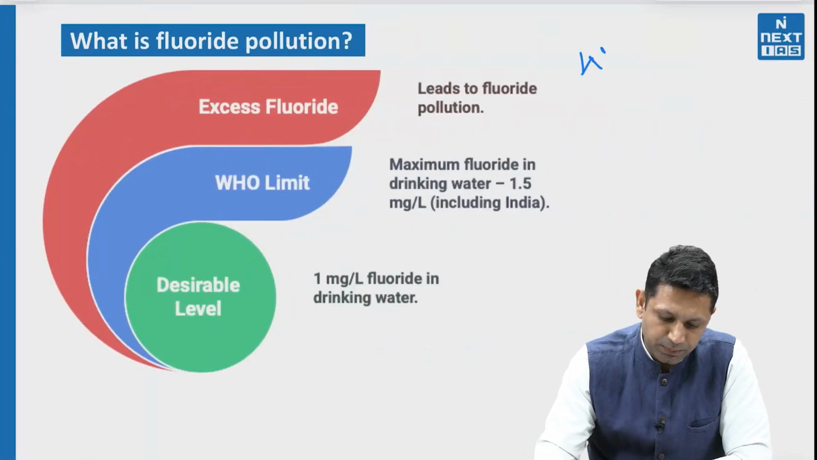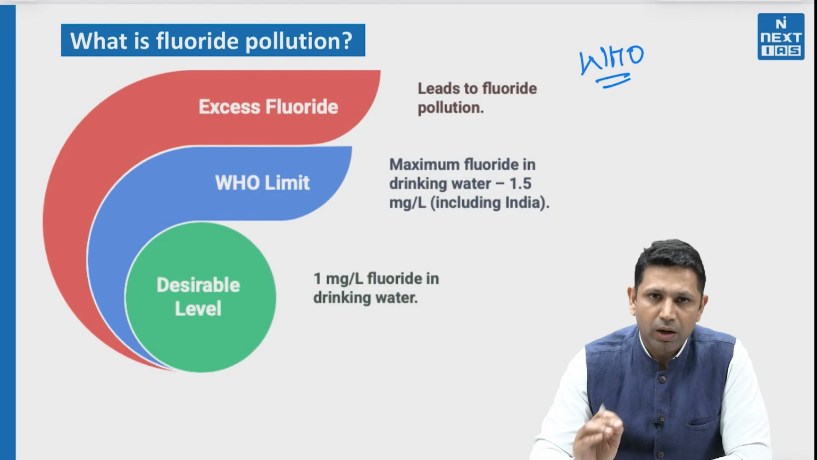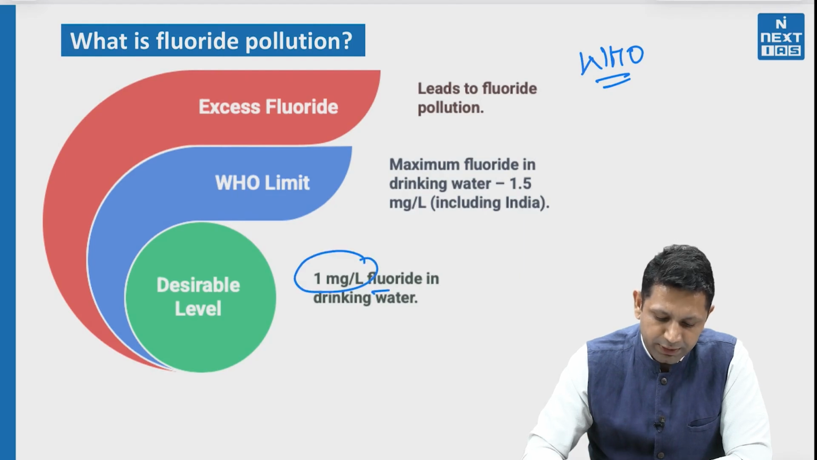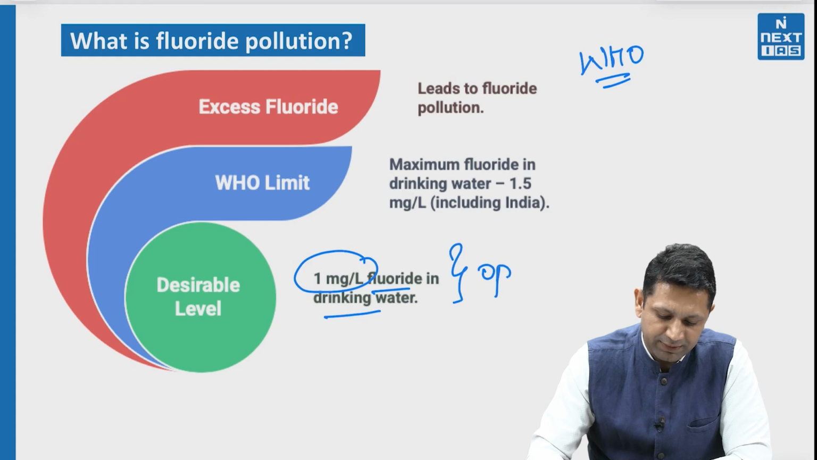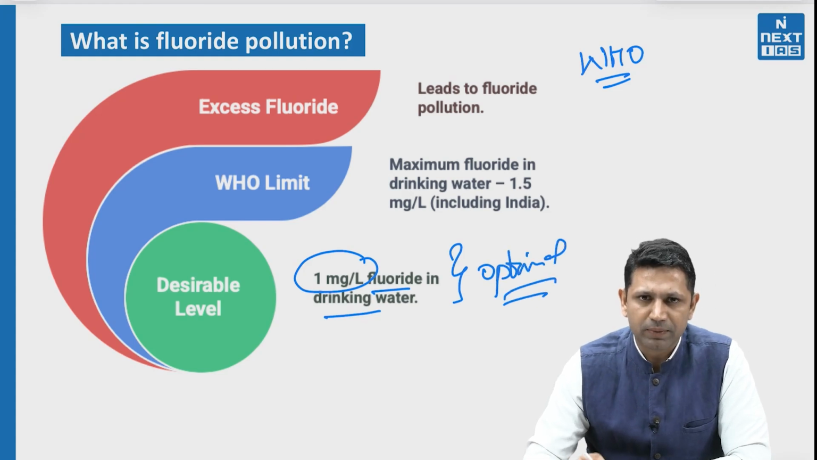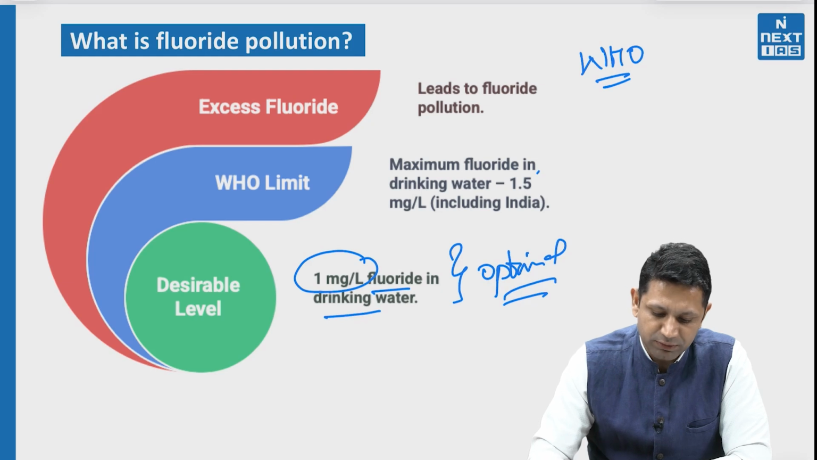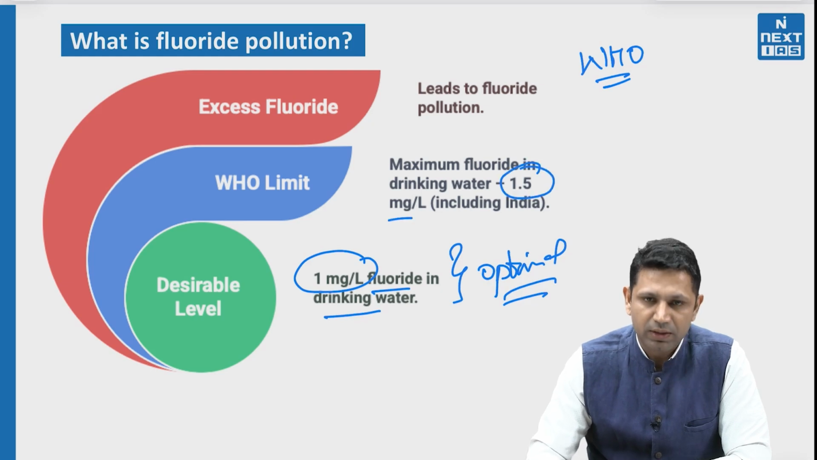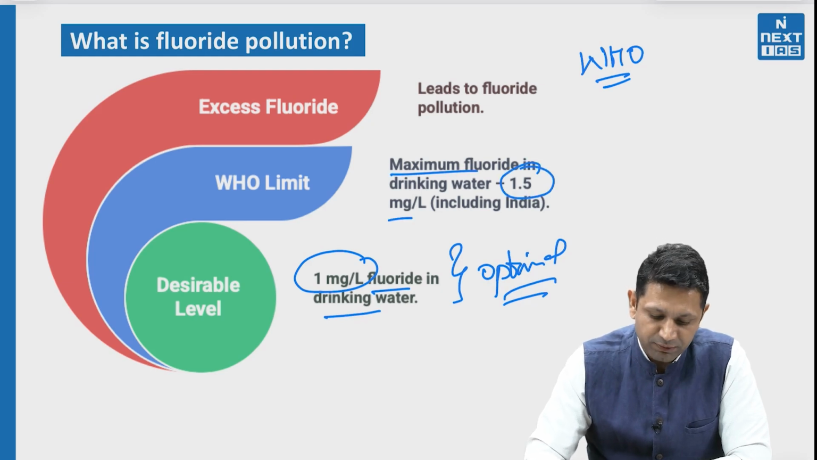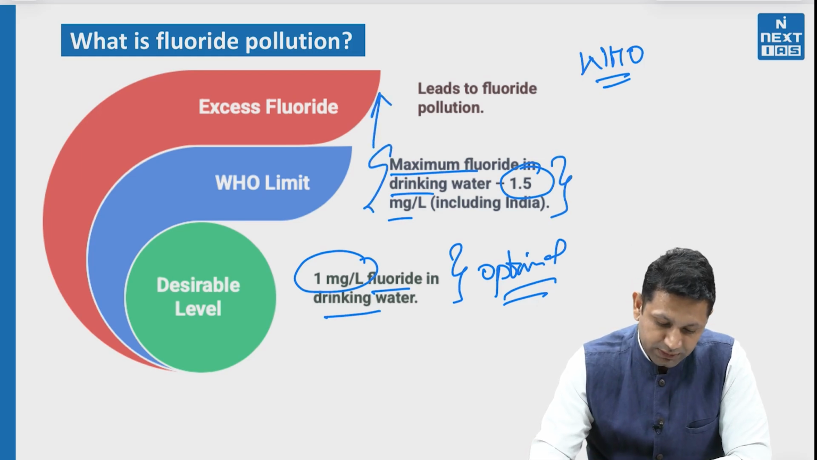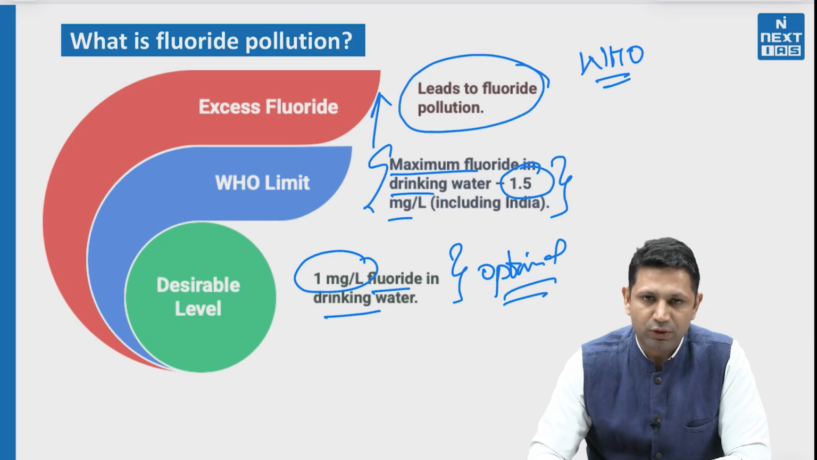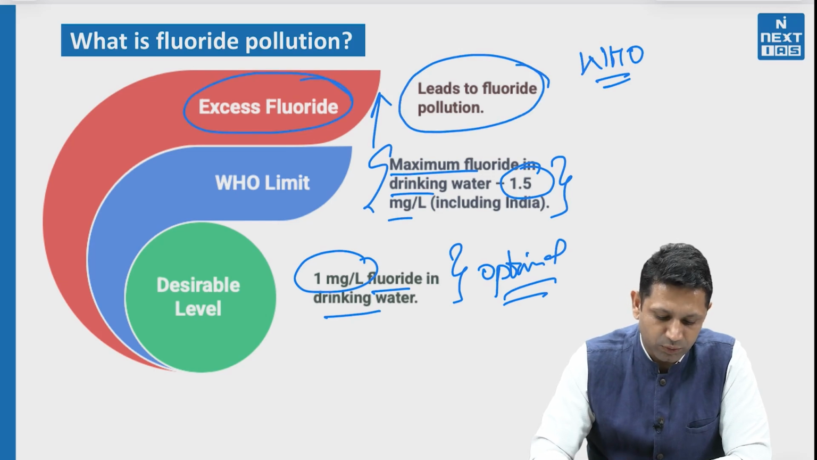According to WHO, up to 1 milligram per liter of fluoride in drinking water is the safe level, or the optimal level, which is allowed and which is needed by the body. However, the upper limit is 1.5 milligram, including in India. So the maximum fluoride in drinking water that is allowed is 1.5 milligram per liter. Beyond this, it will lead to fluoride pollution, or excess fluoride.